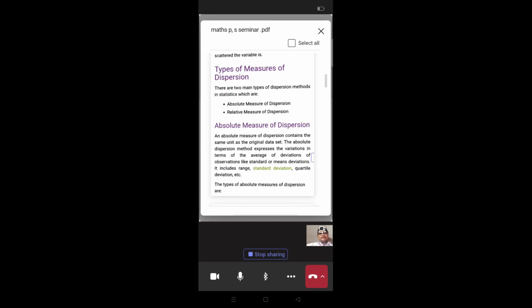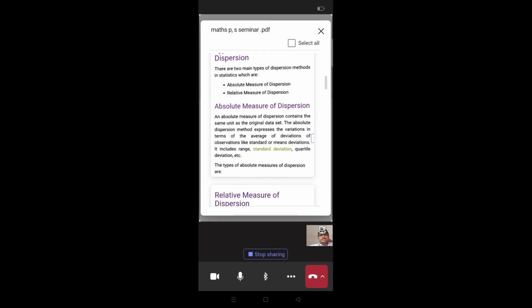Let's move to the types of dispersion. There are two main types of dispersion methods in statistics: absolute measures of dispersion and relative measures of dispersion. So let's discuss what absolute measures of dispersion are. Absolute measures of dispersion contain the same unit as the original data set. The absolute dispersion method expresses the variations in terms of average deviations of observations, like standard or mean deviations. It includes range, standard deviation, quartile deviation, etc.